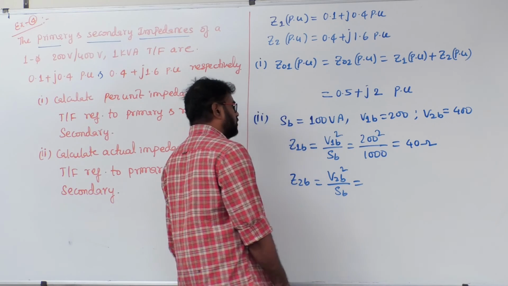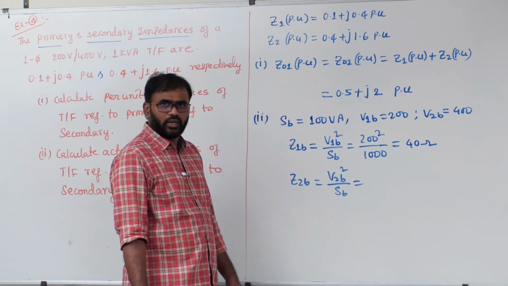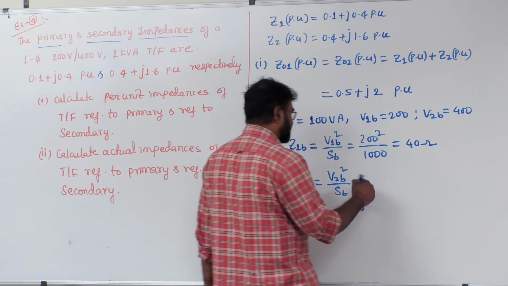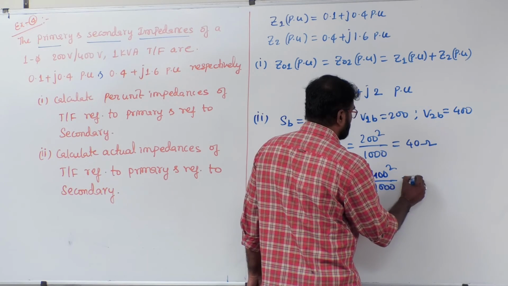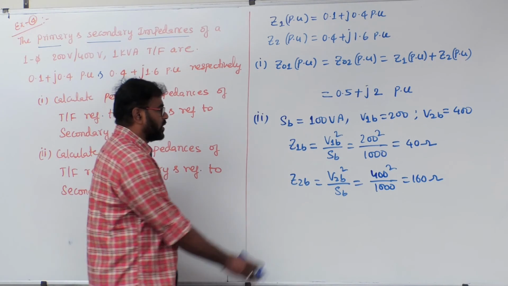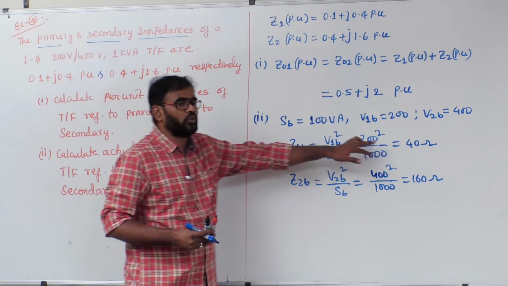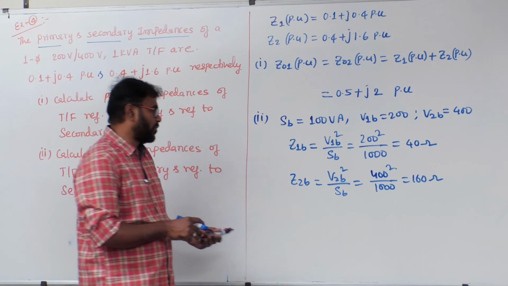Now Z2 base is V2 base whole square by S base. Clear? Otherwise, Z1 base into K square. K is what? Sorry, K is 2, 400 by 200. Whatever the way you calculate, you will get the same answer. 400 square by 1000, which is 160 ohms. Even if you calculate Z2 base equal to Z1 base into K square, K is 2, Z1 base is 40, 2 square means 4 into 40, 160. Both the ways you get the same answer.